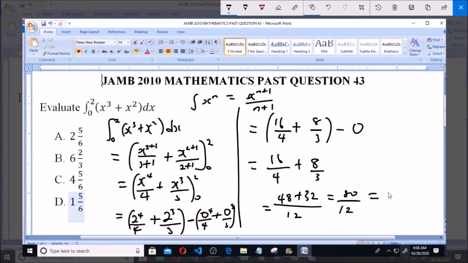And that is equal to 20 over 3, because 4 here will give us 3, and 4 here will give us 20. So 20 over 3. And 20 over 3 is equal to 6 whole number 2 over 3. And that is option B. So that is the value. Option B is the correct answer to this question.